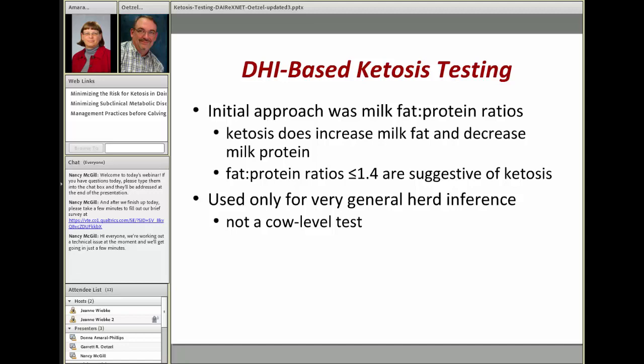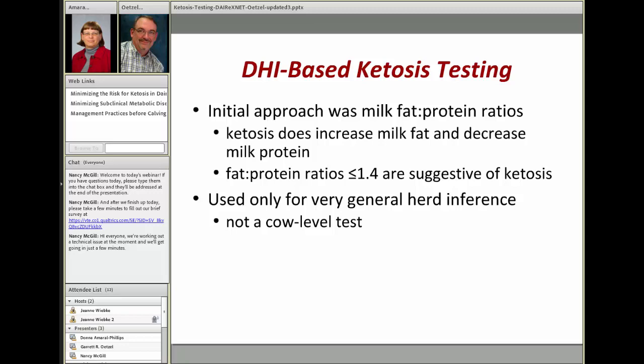So starting with looking at milk fat to milk protein ratios. Again, some nice pioneering work that came out of the University of Guelph, where they learned that ketosis does indeed increase milk fat and decrease milk protein at the same time, making it appropriate to look at the ratio because both are affected. And milk fat protein ratios, I just notice I got it here on my slide, should be greater than or equal to 1.4 are suggestive of ketosis. Sometimes the symbols that we make on slides don't cross from one program to another. But anyway, it should be greater than or equal to 1.4. Fat has gone up, protein has gone down.